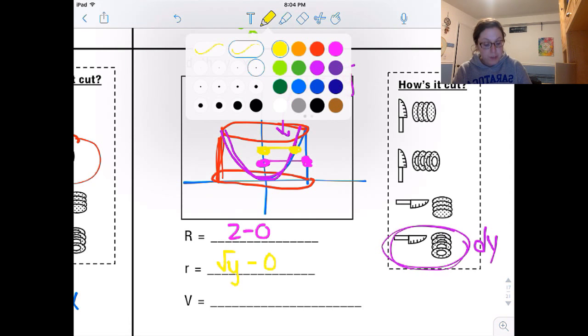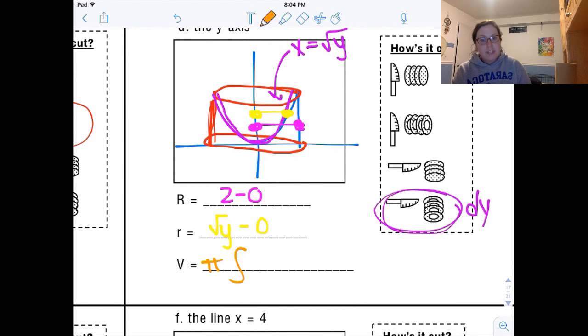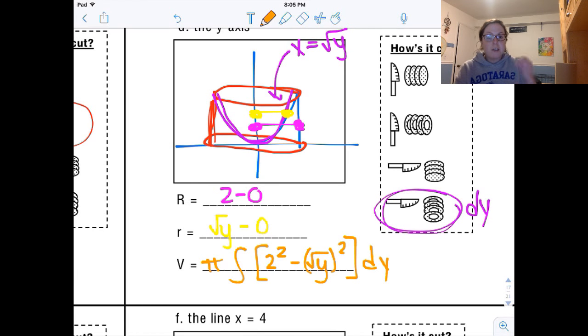So the volume of this is pi times the integral of the outer radius squared minus the inner radius squared. And yes, that is just y. That's fine. And now look at your bounds. You're going from this point on the y-axis to this point up here. That was from 0 to 4 because your y value there is 4.